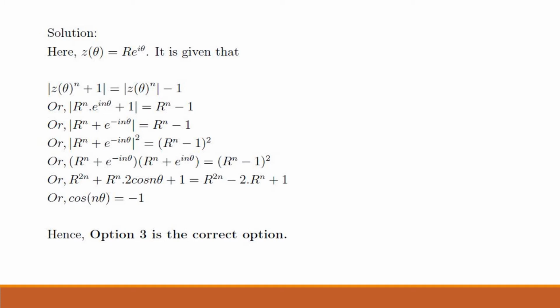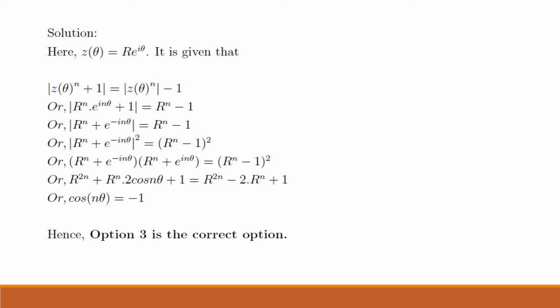Here z(theta) equals r e to the power i theta, and put the relation in this condition. The condition is mod z(theta) to the power n plus 1 equal to mod z(theta) to the power n minus 1. Just putting the value here, that equals modulus of r to the power n into e to the power i n theta plus 1 equal to r to the power n minus 1.